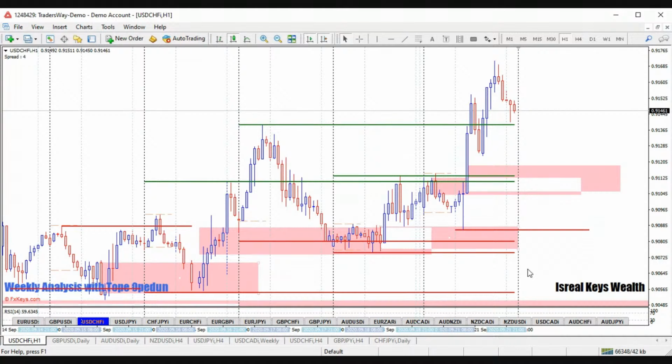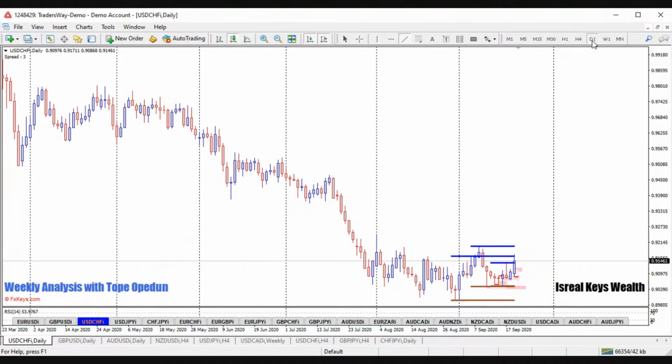Okay, so this is a possibility for us to see. Let me see the daily where we are. This looks interesting. We could still possibly see, because there's some lows here. These lows look really enticing, so we could still see price drop down lower to take last week's low out.